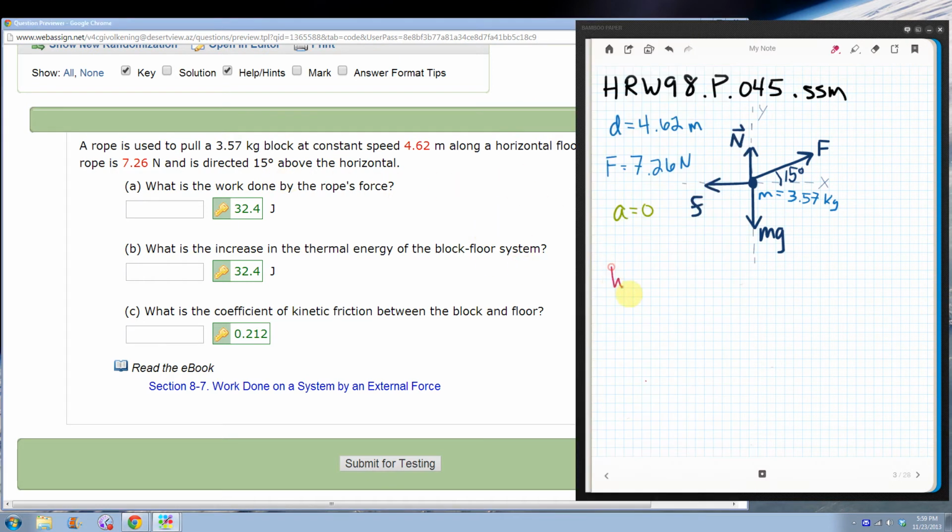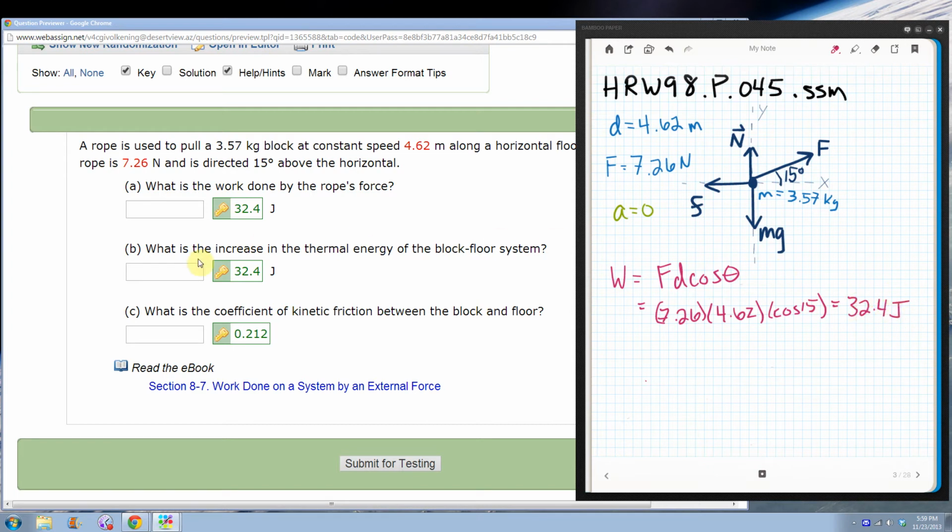This is the easiest one on here. The work is the force of the rope times the distance it's pulled times the cosine of the angle between them. They give us all of that, okay? So you just plug the numbers in. Cosine of 15, and when you do that you get 32.4 joules.